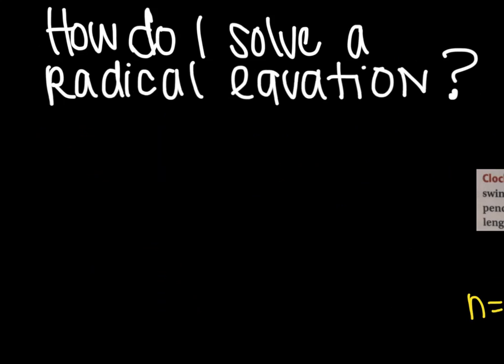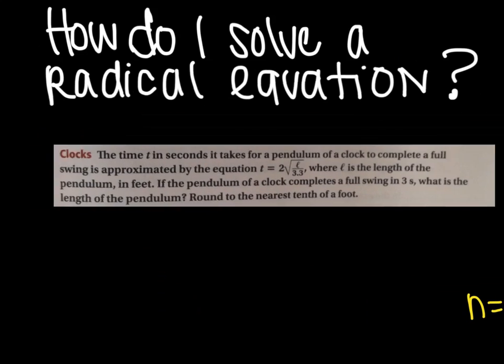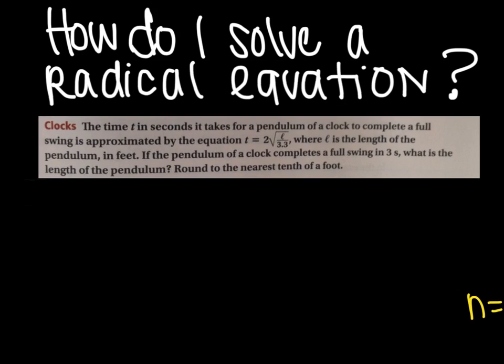How do I solve a radical equation? So here's a word problem for you. This one, you're still going to isolate the variable. Just going to go about it in just a little bit different of a method. The time t in seconds takes for a pendulum is using the equation t equals 2 square root of L over 3.3. And then if it swings for a full 3 seconds, what's the length of the pendulum? So here you're kind of solving a word problem. But what I want you to do is use this equation here.